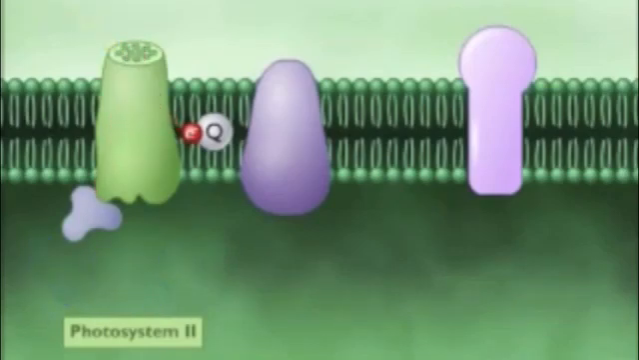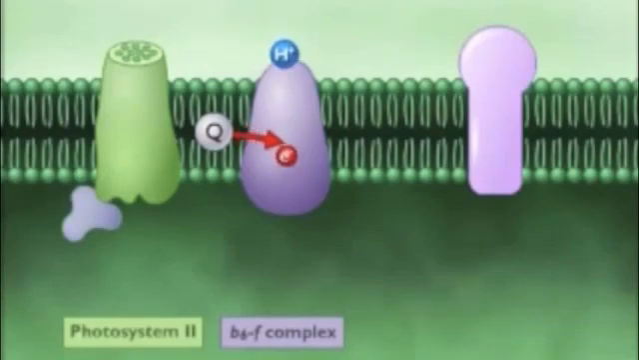The primary electron acceptor for the light-energized electrons leaving photosystem 2 is plastoquinone. The reduced plastoquinone passes the excited electrons to a proton pump embedded in the membrane called the B6F complex. Arrival of the energetic electrons causes the B6F complex to pump protons from the stroma into the thylakoid space, thereby generating a proton gradient across the membrane.